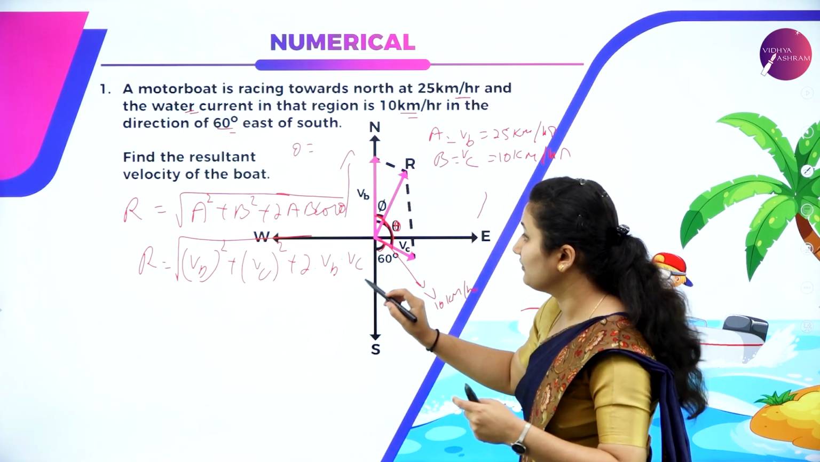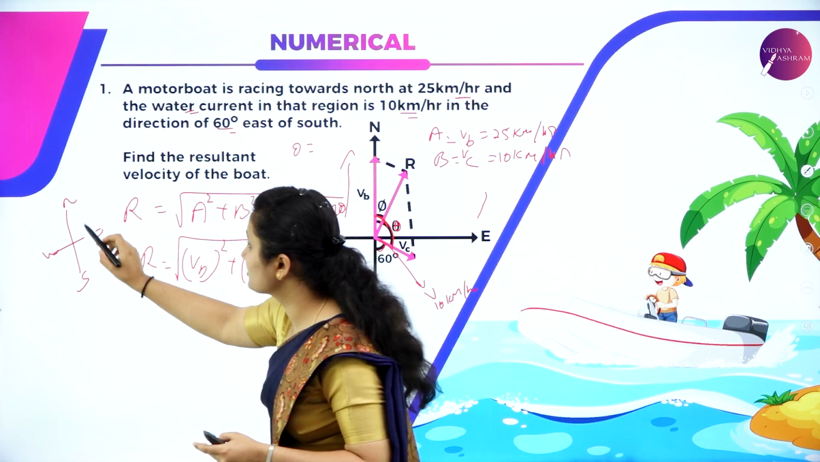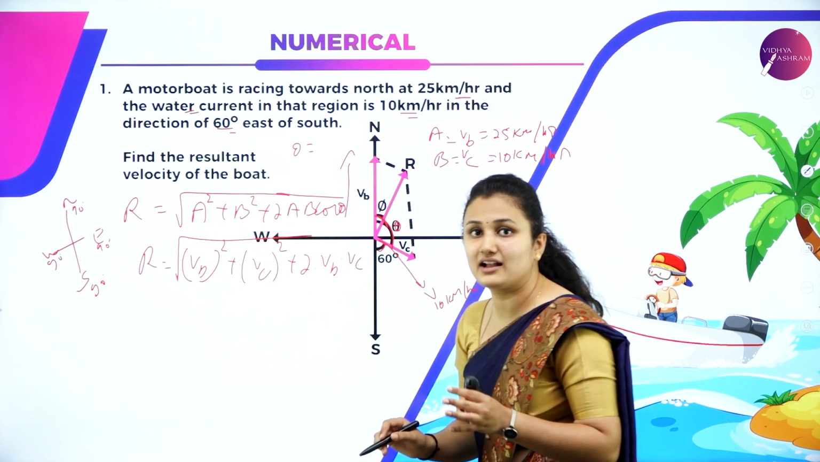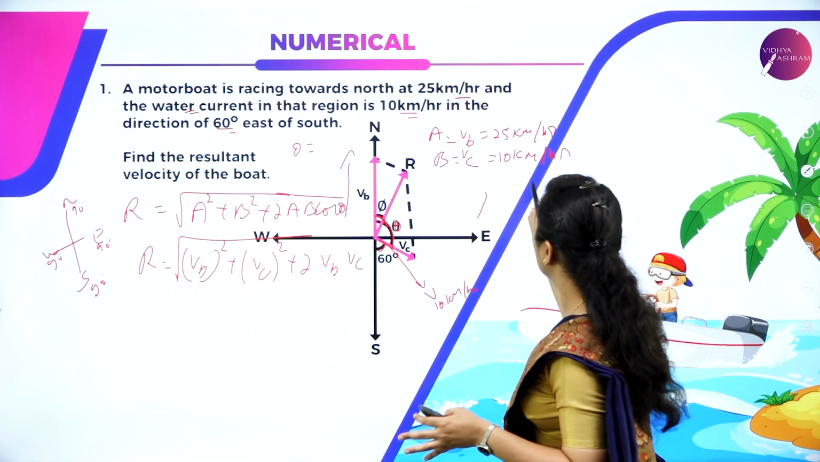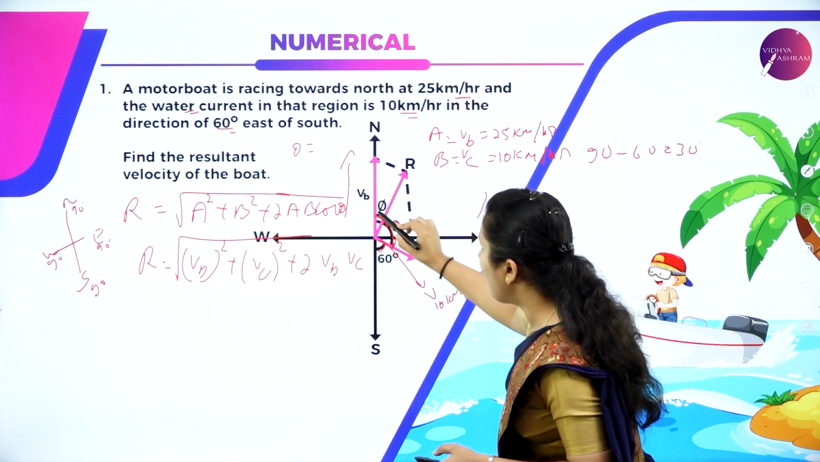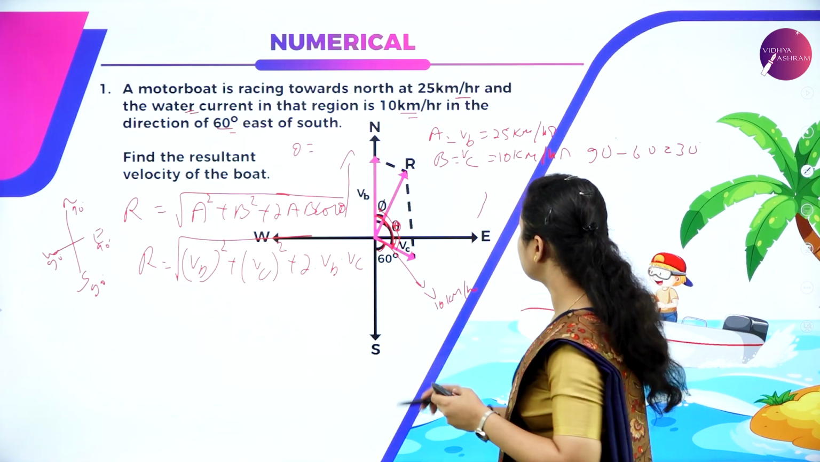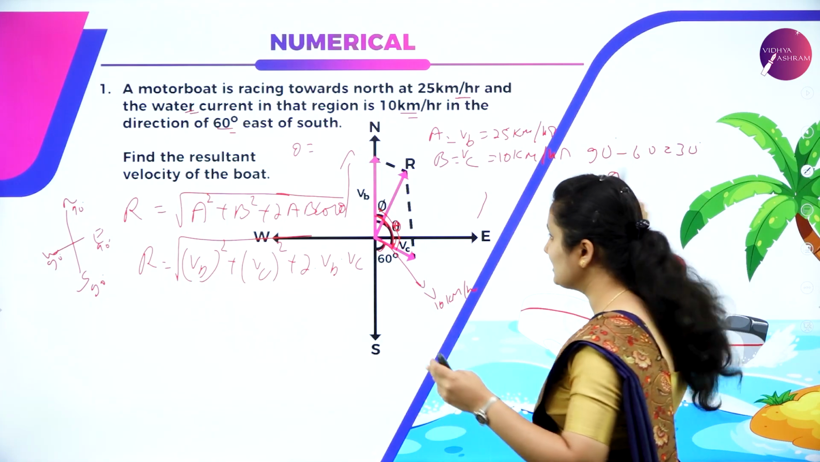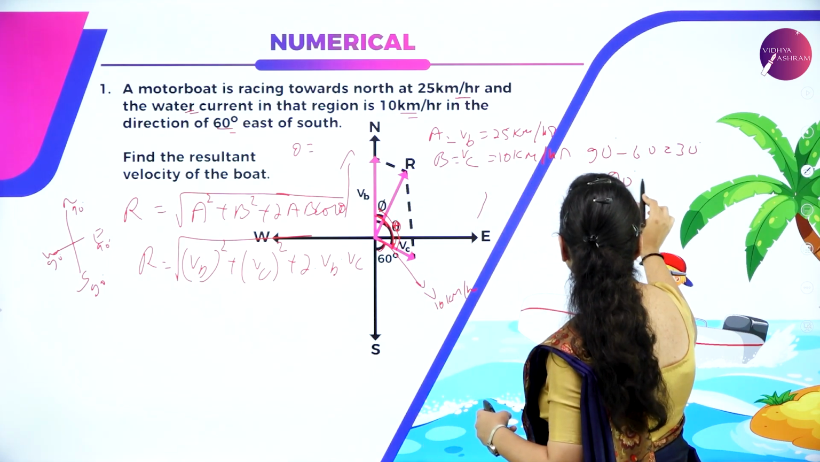We know that if we have east, south, north, west, each direction makes an angle of 90 degree. In that 90 degree, they have mentioned it's moving 60 degree east of south. So in 90 degree, if 60 degree is gone, how much is remaining? It is 30 degree, right? I want to find out the angle from here to here. This is also from north to east, making an angle of 90. Then 90 minus 60 is 30. You have 60 here plus 30 will make 90 degree, and I have 90 here. So what is 90 plus 30?